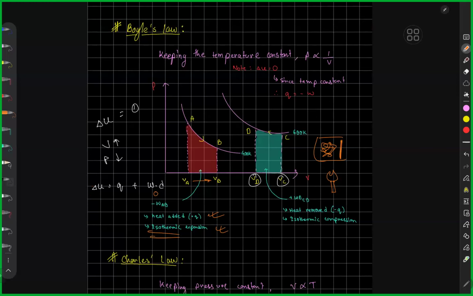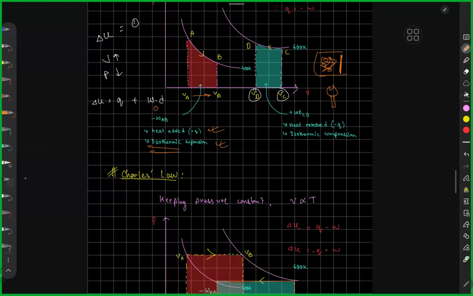No. Okay. Now, this is the case of A to B. What happens C to D? C to D, my volume is decreasing. VC to VD. Volume is what? Decreasing. In this case, I rewrite my equation. So work done is what? Positive. But again, this is an isothermal compression.